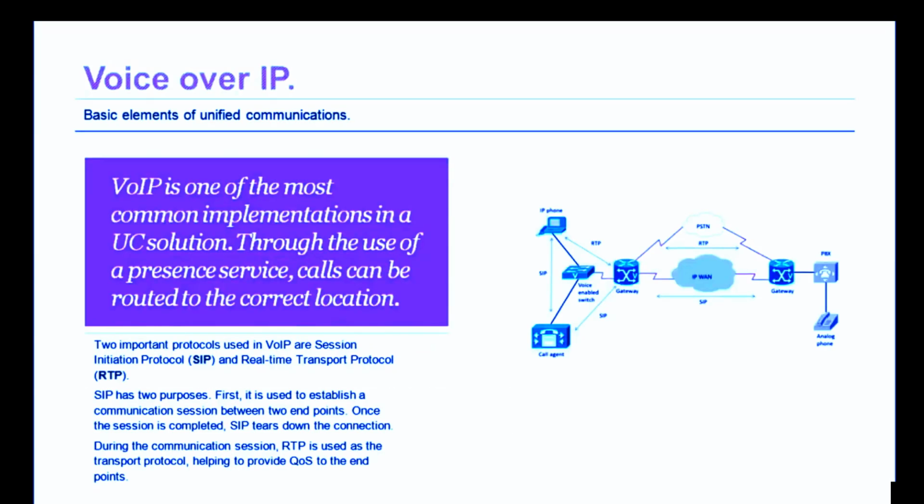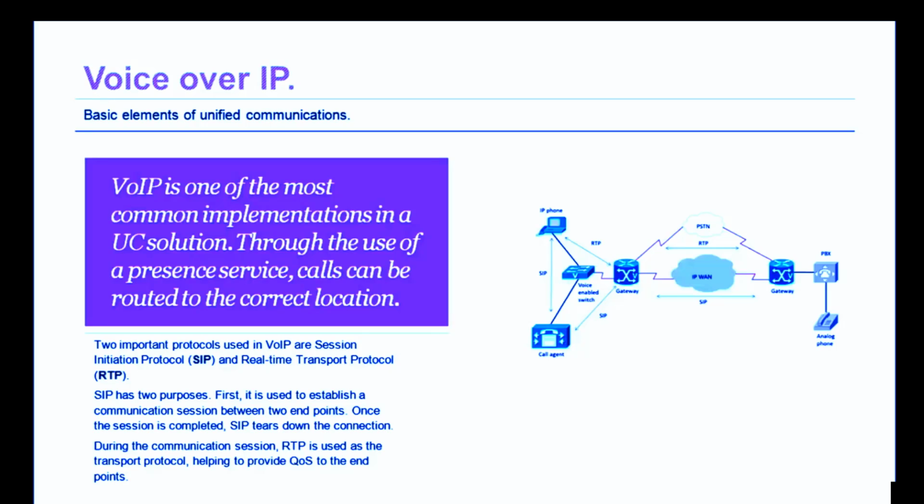VoIP is one of the most common implementations in a unified communications solution. Through the use of a presence service, calls can be routed to the correct location for where the user is at. Two important protocols used in voice over IP are Session Initiation Protocol, SIP, and Real-Time Transport Protocol, RTP.